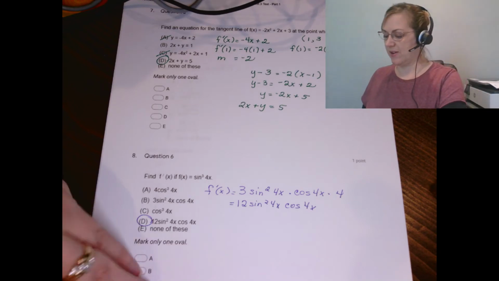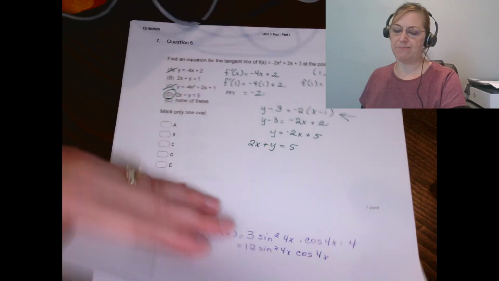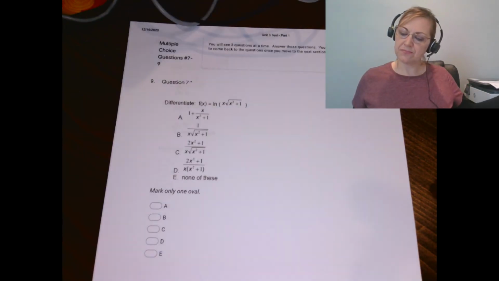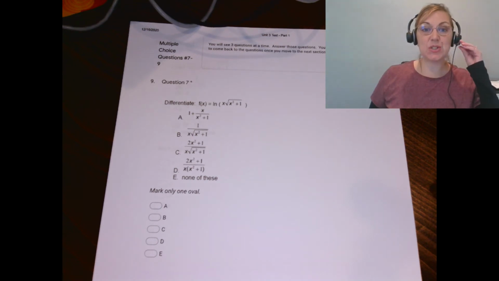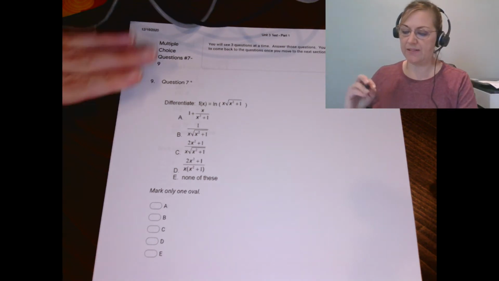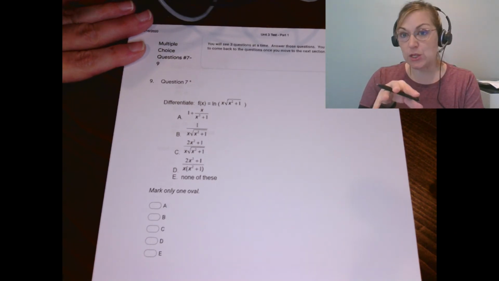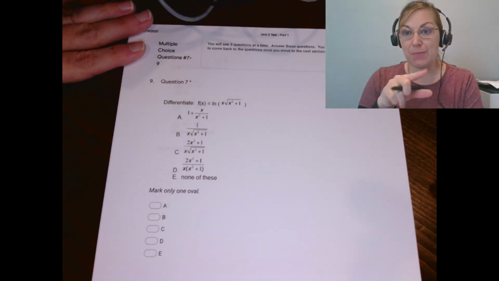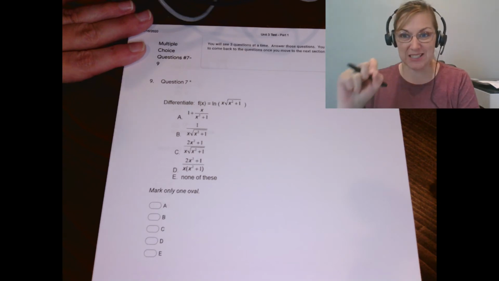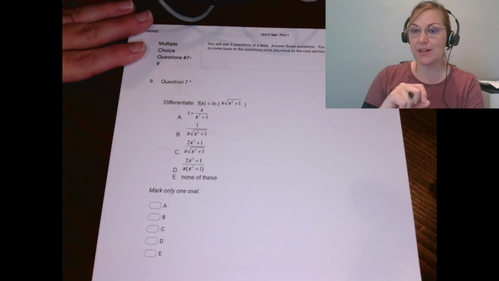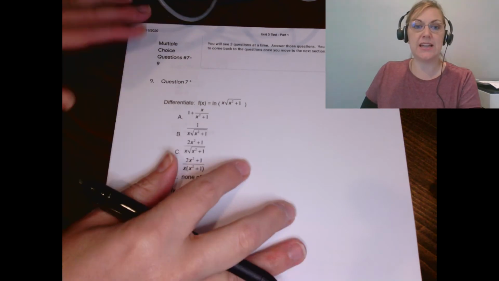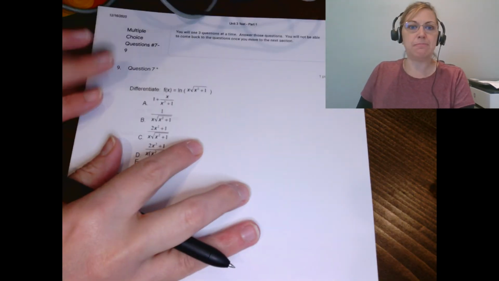Okay, let's keep going with question number 7. Going to take the derivative of the ln. Now, this one is a tricky one because as it is, you would have to do a product rule. But if you'll do some simplifying before you do the calculus, it's going to make the calculus a lot easier. Let me show you what I mean by that.